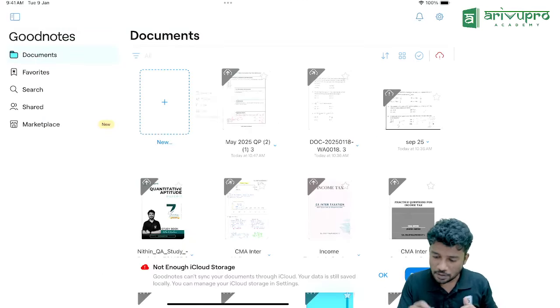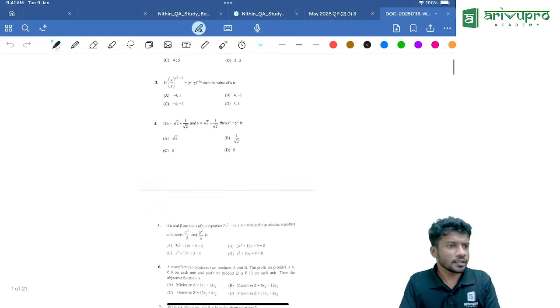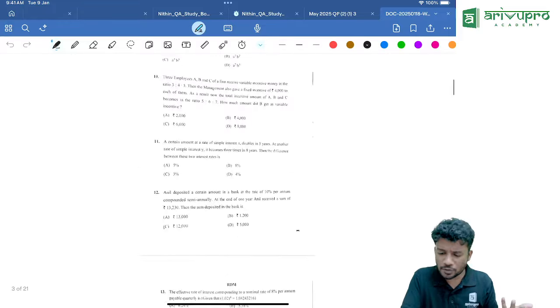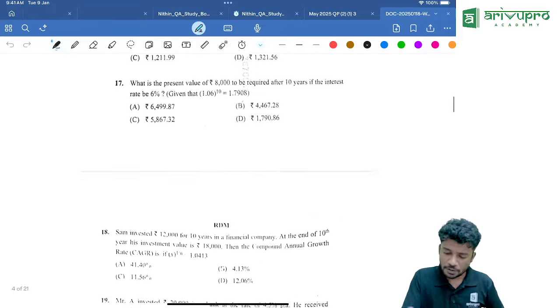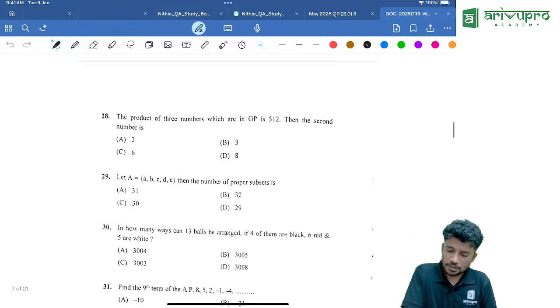Next one. Everyone understood the last one, right? Yes. Almost all the questions we solved by option hitting. Now this is the Jan attempt question paper, and this is how the question paper looked.